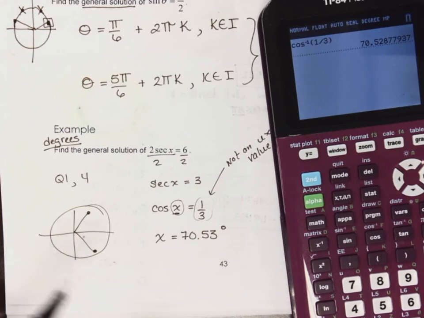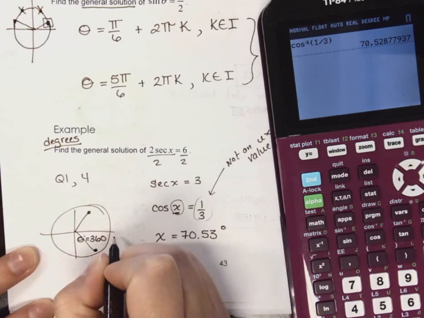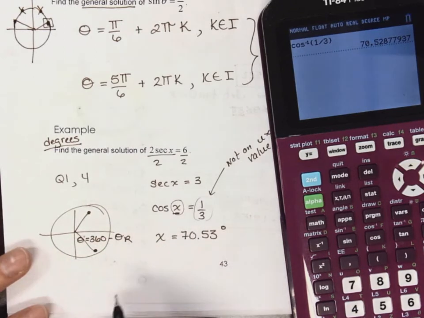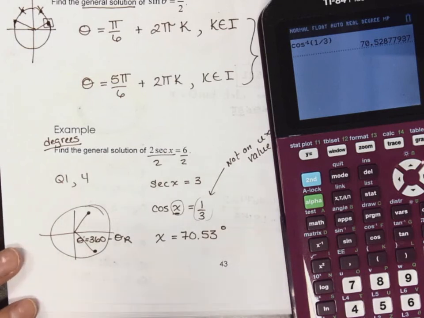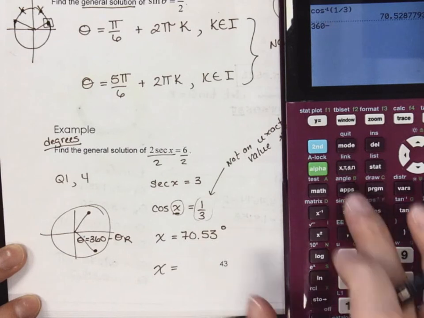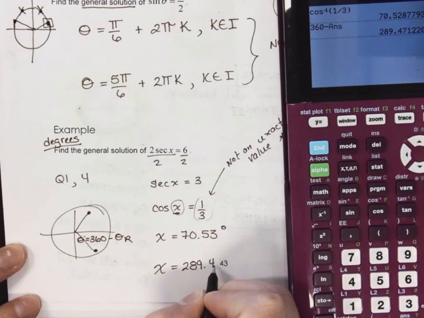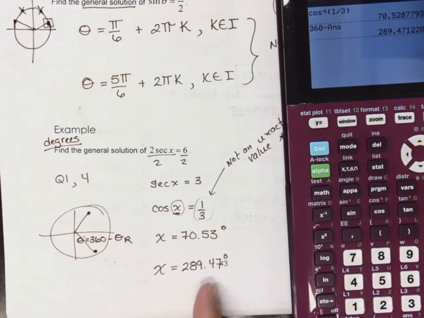Okay, so now to find the answer in quadrant 4, what am I going to do? We're going to do our rules. So this one is 360, so theta is equal to 360 minus theta reference, remembering that the answer from quadrant 1 is theta reference. So 289.47 degrees. And you all would agree that does land in quadrant 4? Right, so we know if we've done it correctly because our angles are telling us.